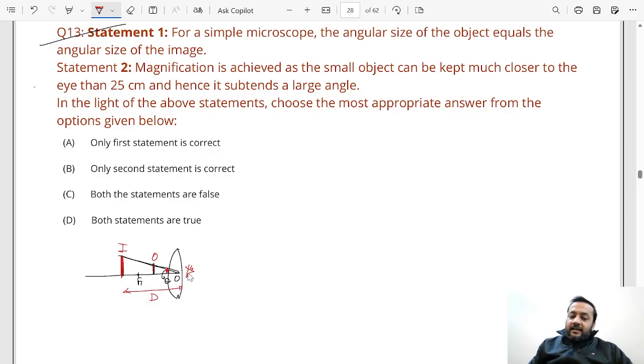Okay, so the idea here is that eventually we are looking at the image, and which is why the image can still go beyond the capital D with the object kept close to the lens, and which will increase the value of theta. The image will also be visible to us because it will be formed beyond D, which is why statement 2 is also correct. Hence we can say that both these statements are correct.